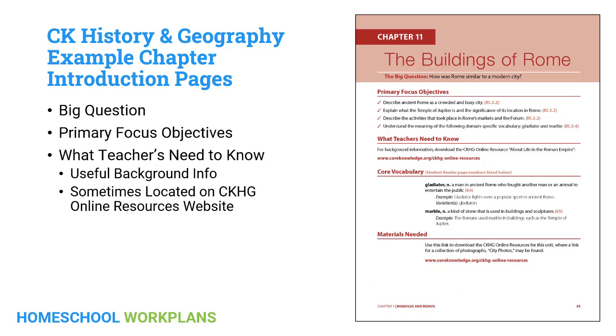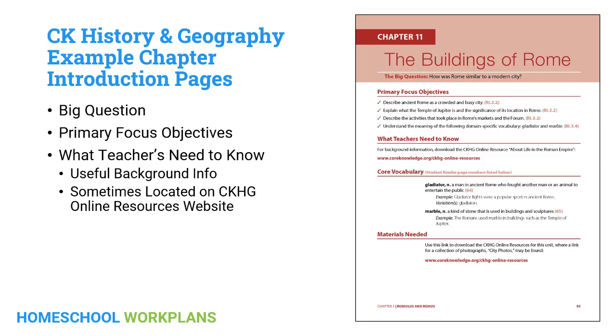Every new history and geography chapter starts with a page just like this one. So right up at the top under the chapter title, the big question for the chapter is listed. And in this case, the question we'll be looking at is, how was Rome similar to a modern city? Okay, next up, you'll see the primary focus objectives for this chapter. These are the main points your student will learn during the lesson.